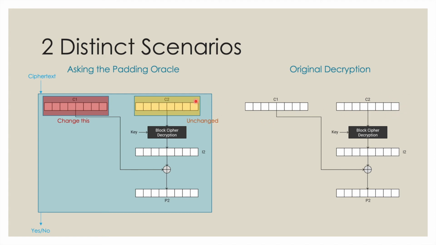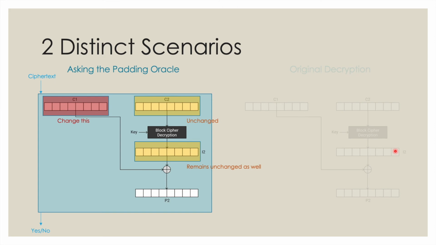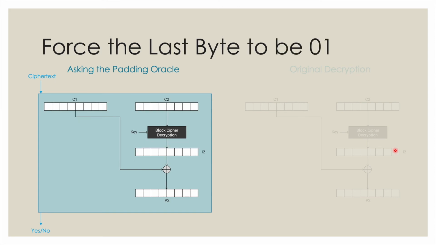And as I mentioned just now, if we leave C2 unchanged, and since the block cipher decryption algorithm is deterministic, this means that I2 will also remain unchanged as well, as compared to the original decryption scenario on the right hand side over here. So let's focus our attention on the padding oracle scenario first. For starters, let's try and force the very last byte of the plaintext to be 01, and the thing is, this is valid padding.